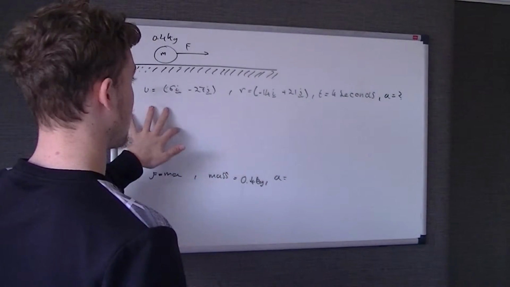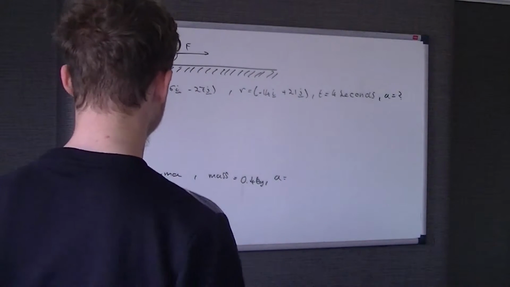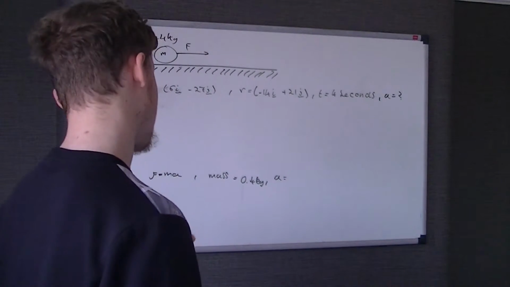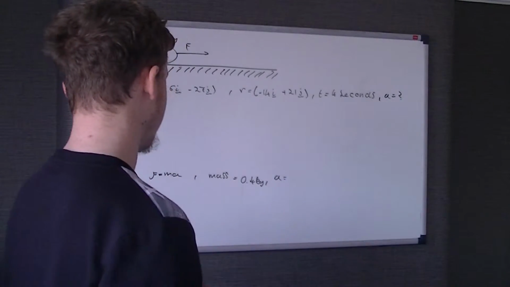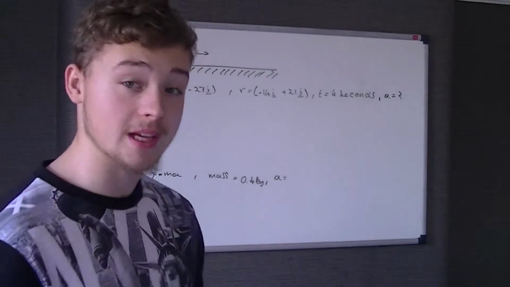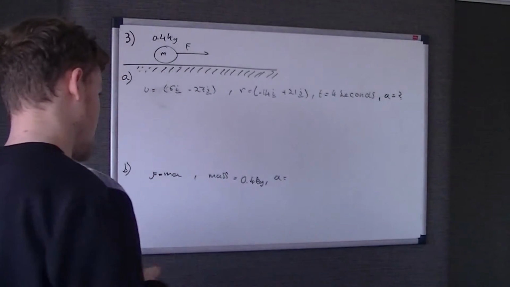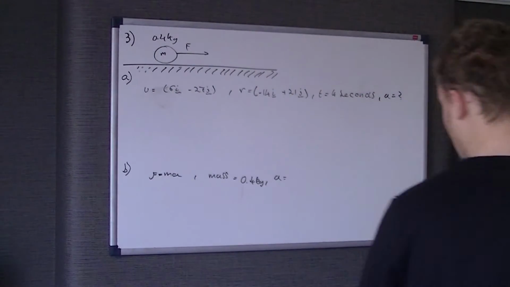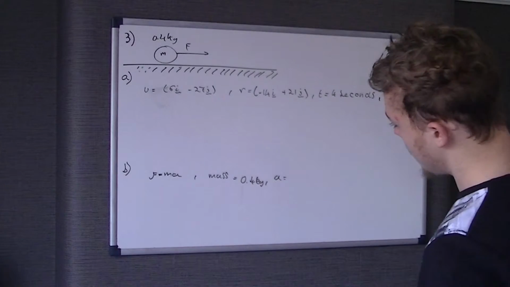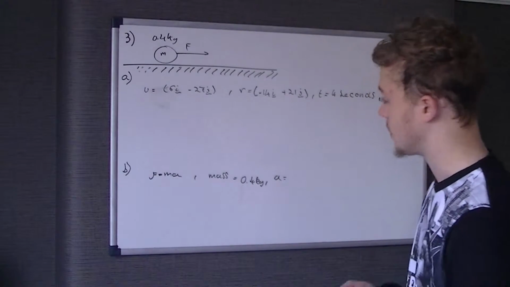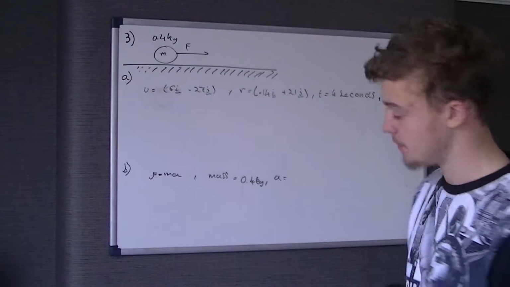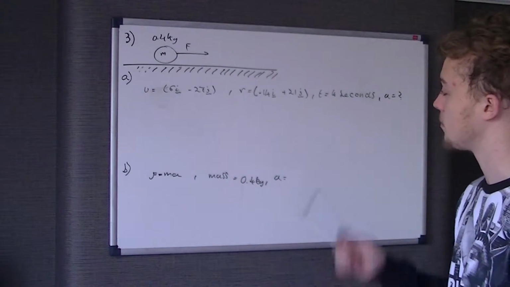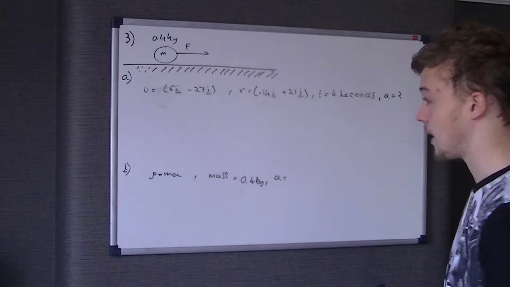We're given that the initial velocity is 6i take 27j meters per second. You could either write that as a column vector, 6, minus 27, or leave it as that. The final velocity after a time period of 4 seconds is minus 14i plus 21j, and we're asked to find a.